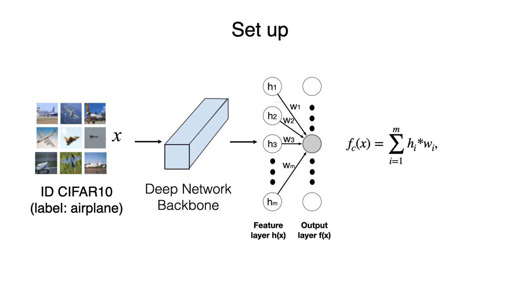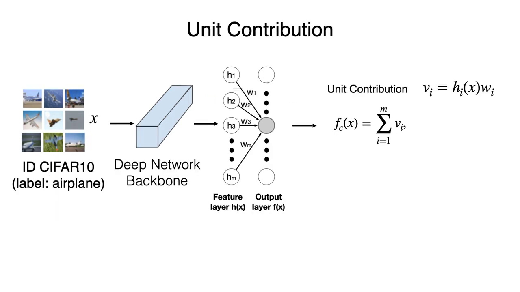Now let me introduce how specifically DICE works. To begin with, we take a pre-trained network on CIFAR-10. During inference time, the input x will go through the deep network and we get the feature embedding. The feature embedding will be forwarded through a dense layer and then we have the final output, which is the inner product between feature and weight. If we define the unit contribution to be the product of the unit activation and corresponding outgoing weight, the output for the class airplane will be the summation of the unit contributions.